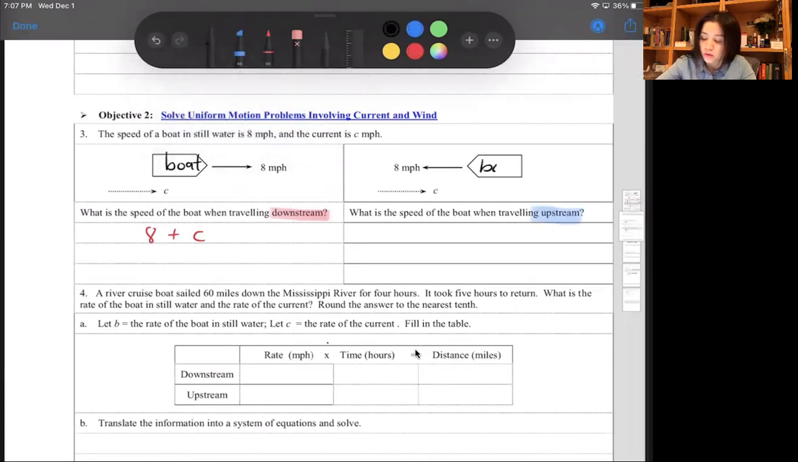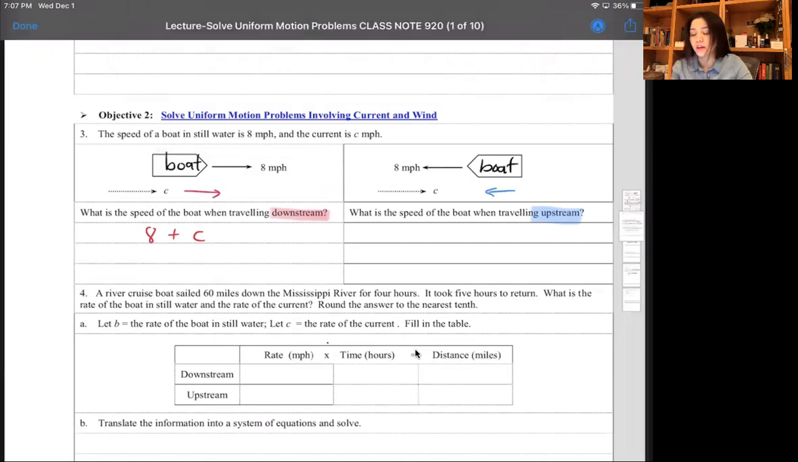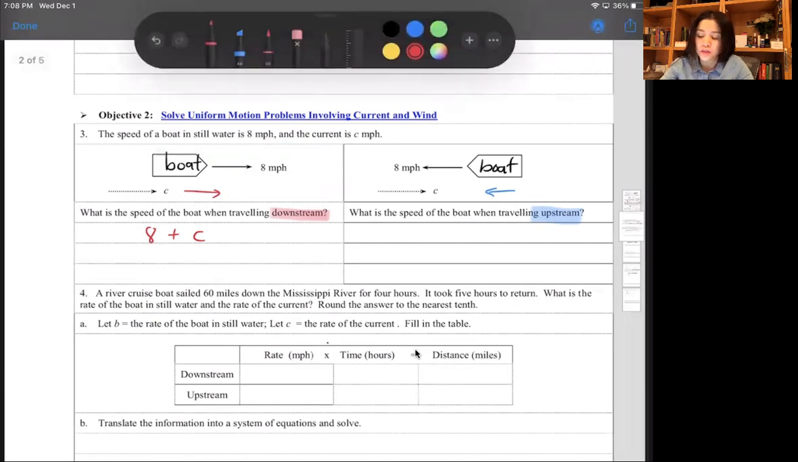If you're going upstream, so here is still the boat, but then you're going upstream, you're going that way instead of down that way, right? You're going up against the current or against the wind. Then the speed of the boat is equal to the speed of the boat minus the speed of the current, right? Imagine when you ride a bike against the wind, it's kind of hard to bike, right? It's kind of getting heavy because the wind has a force against you. So same thing with the boat. If it's going upstream, the current has that force against the boat, making it go slower.